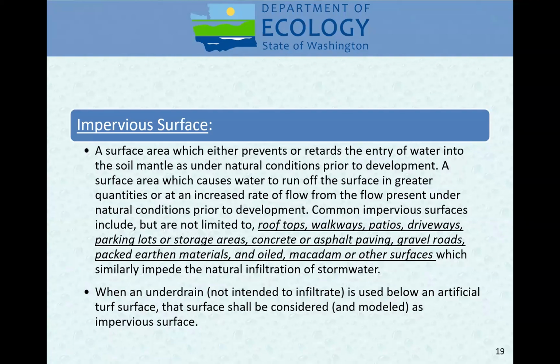Another impervious surface that people miss a lot is that if you have an underdrain under what would typically be a pervious surface, like an artificial turf surface field, if you have an underdrain under that, that artificial turf field is considered impervious. It drains through the artificial turf into the underdrain, back out to the surface. It's now an impervious surface. It's not a pervious surface. If you don't have an underdrain, then you can call it pervious.